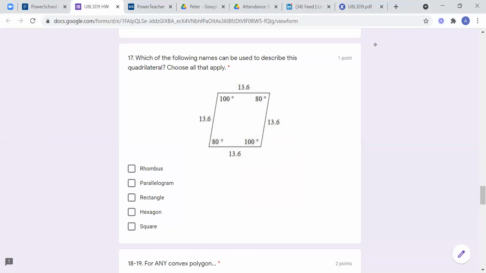Here, this is a parallelogram, yes, because opposite sides are parallel. And then it's not a rectangle because none of the interior angles is 90. It's not a hexagon because we don't have 6 sides here. It's not a square because none of the interior angles is 90. And rhombus, yes, because all the sides are 13.6.